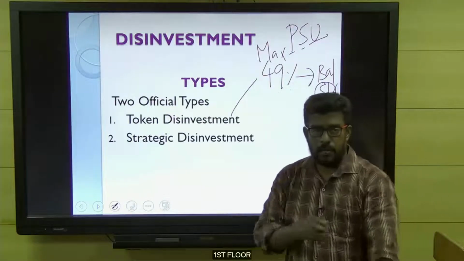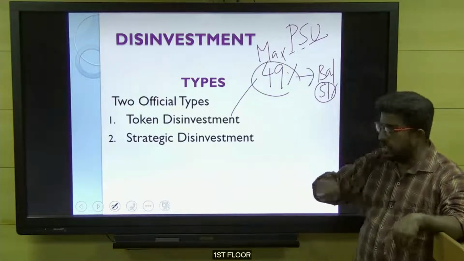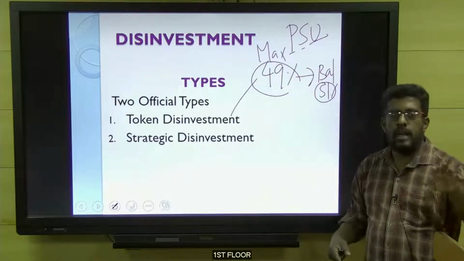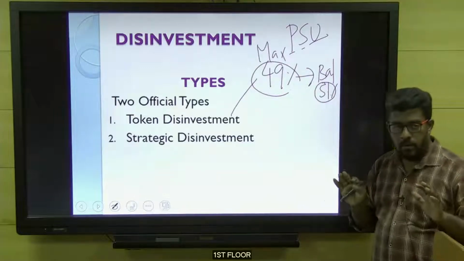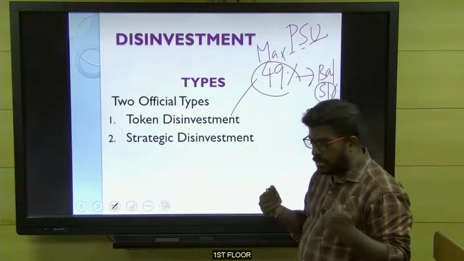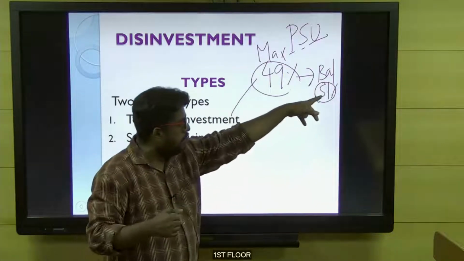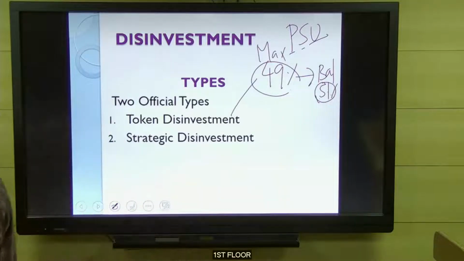Now we write the second point. Here you will do only up to 49%, and that is the maximum. Sometimes you will do only 5%, sometimes only 10%, sometimes only 15%. So the majority will be retained by the government. 51% is retained by the government. So in this type, the company will be known as a PSU even after the disinvestment process.